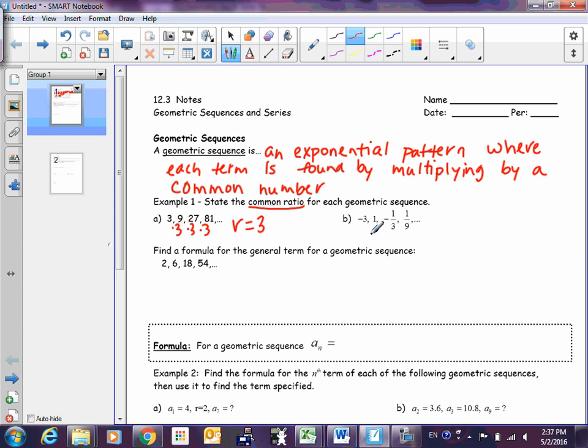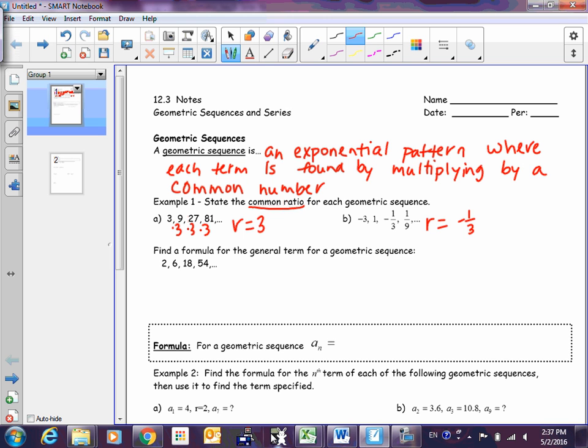So what do you think we're multiplying by on B? Yeah, negative 1/3. If some of you were thinking, hey, I thought we were dividing on B, I thought we were dividing by 3, well, you are, but the common ratio has to be multiplication. So we're multiplying by negative 1/3.